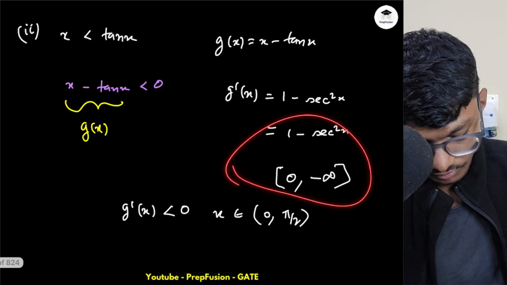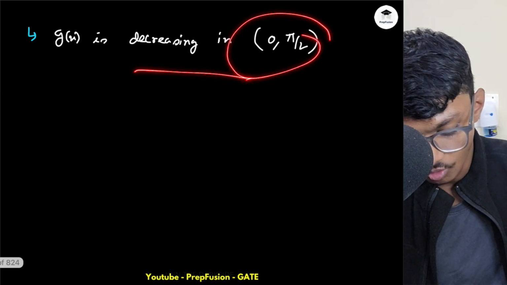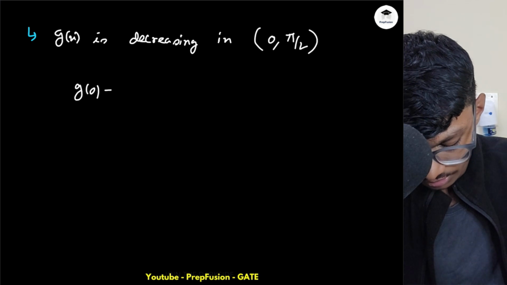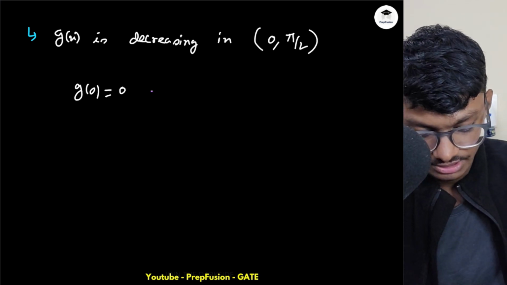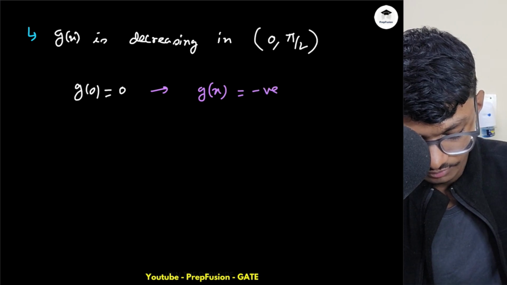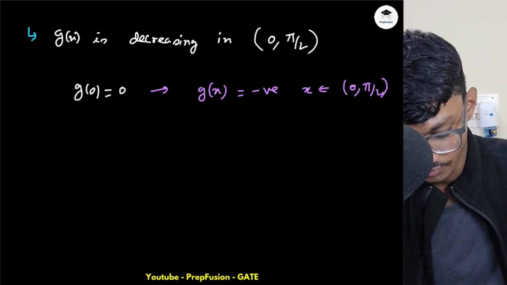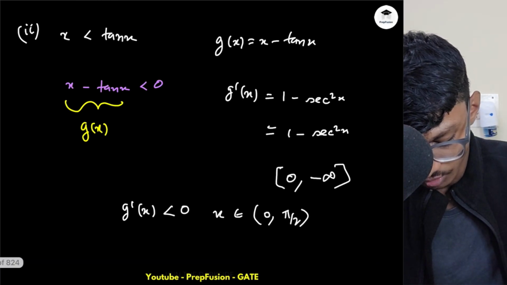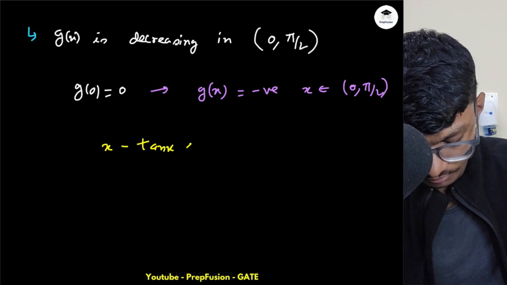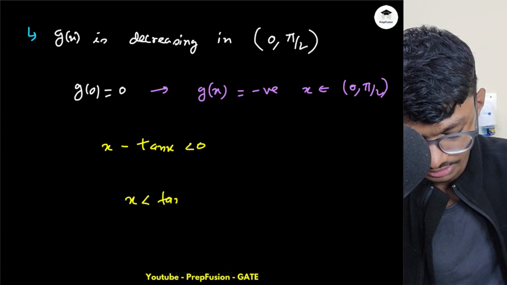So next, as it is decreasing always, hence I can say, what is g of 0? Again, g of 0 is 0, and if it is decreasing after this, so g of x will be negative for x belonging to 0 comma pi by 2. Hence as g of x is negative, x minus tan x will always be less than 0. Hence again inequality proved, x is less than tan x.